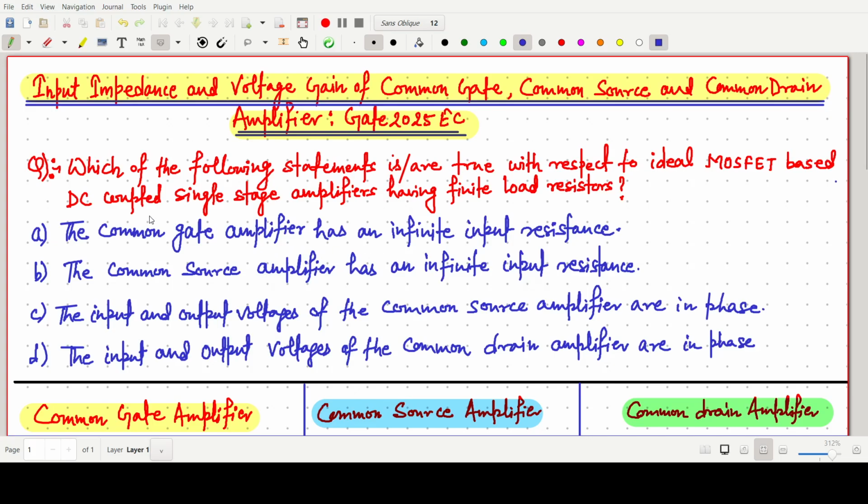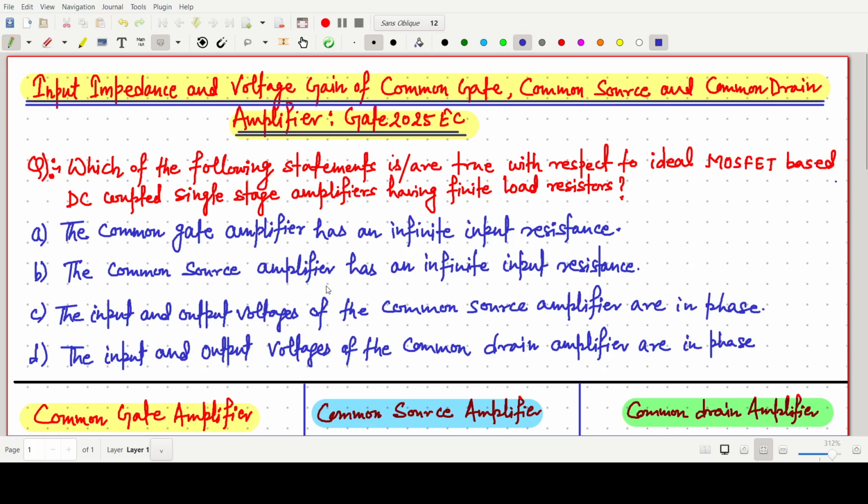The question is, which of the following statements are true with respect to ideal MOSFET based DC coupled single stage amplifier having finite load resistor? Option A: the common gate amplifier has an infinite input resistance or infinite input impedance.